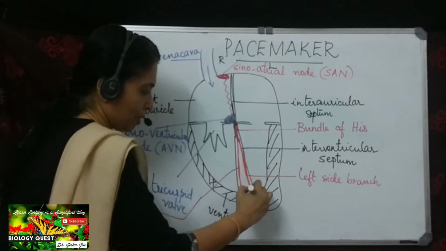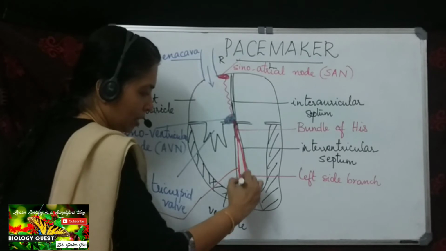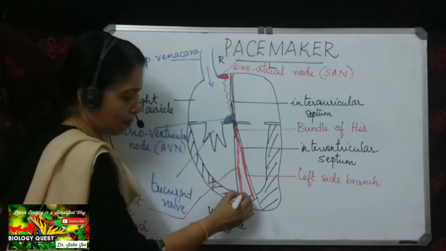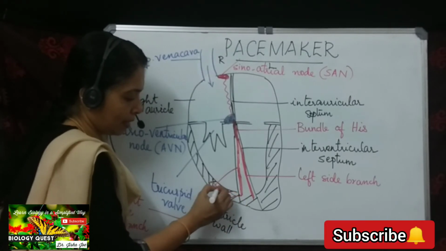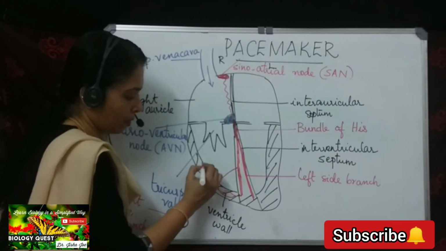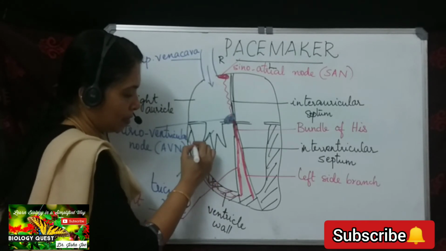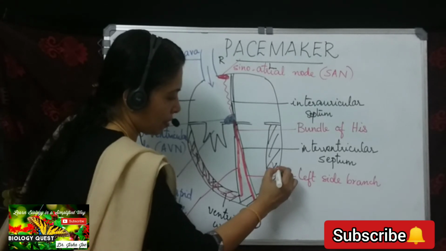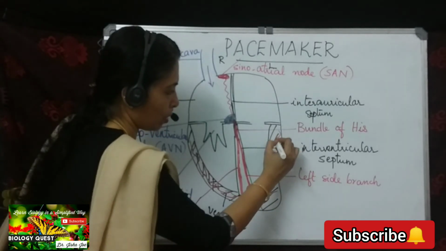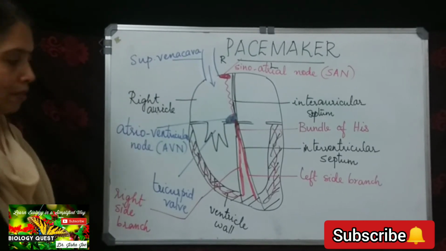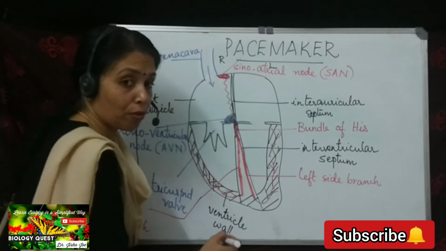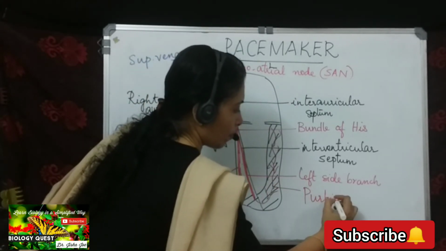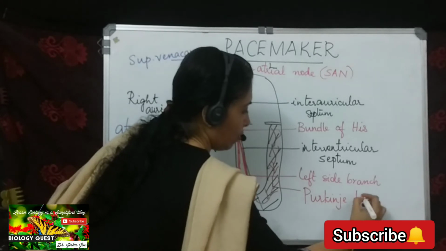these two branches again form minute fibers. They branch and redivide to form fibers extending throughout the wall of the ventricle. You can see how it extends throughout the wall of the ventricle. I have marked it in red. So these small fibers are called the Purkinje fibers.